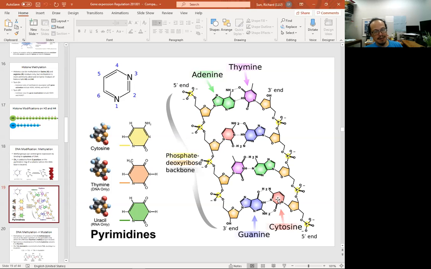And that can be easily fixed back to GC, because of GC, AT, we know the rule, and the cell knows the rule too. So if the cell sees a GU, it will know something is wrong with this U. There's not supposed to be a U here. So it can fix it. And so we can maintain, even though there's potential for deamination, it can be fixed back to GC.